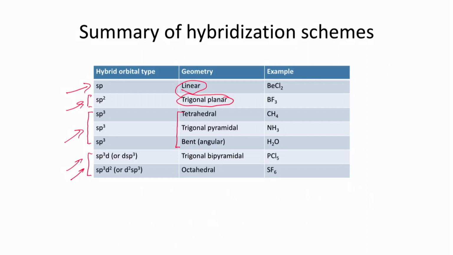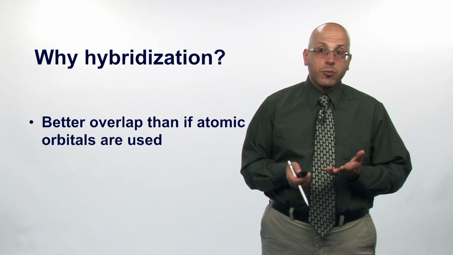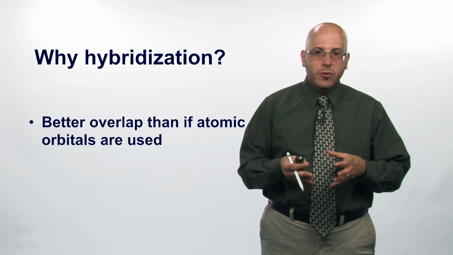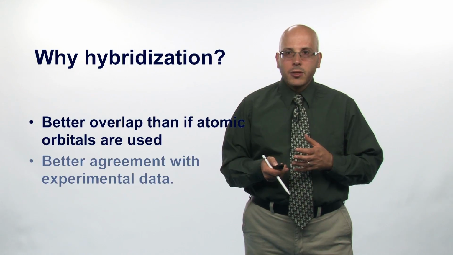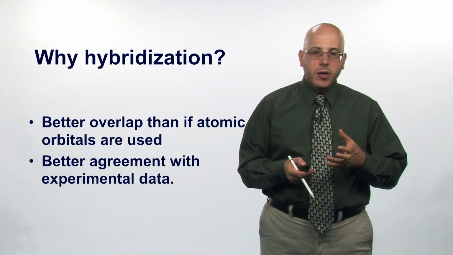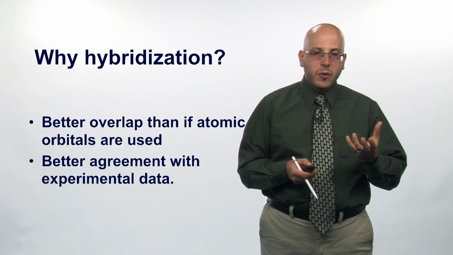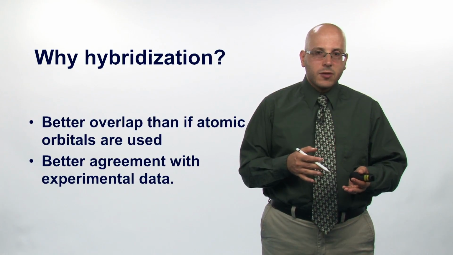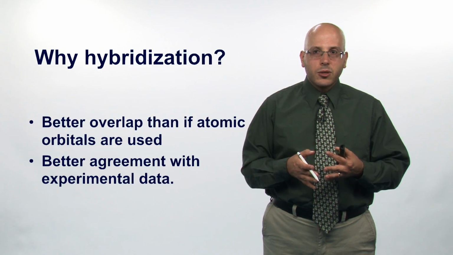After you've seen all this, you might ask yourself, why hybridization? Why are we doing all this and why do we care? Well, a couple of reasons. You get much better overlap than if you use just regular atomic orbitals in terms of making the bonds stronger and having these atoms come together in the first place to make these bonds. And we also have better agreement with experimental data. We can compare the results from experiment and get a much better comparison between that and what we would predict using hybridization, as opposed to if we didn't have hybridization and just used regular atomic orbitals.